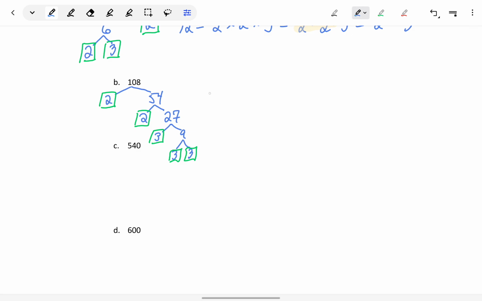So we reach the end of each of those branches, meaning that we can rewrite 108 as 2 times 2 times 3 times 3 times 3, or we can condense that repeated multiplication and write this as 2 squared times 3 to the third power, since we're multiplying by 3 times.